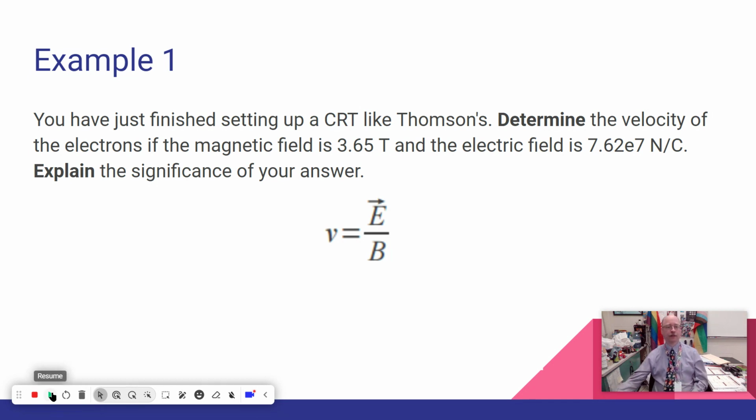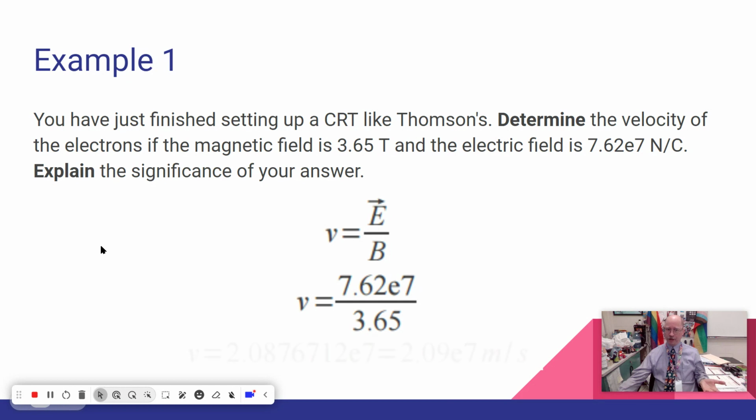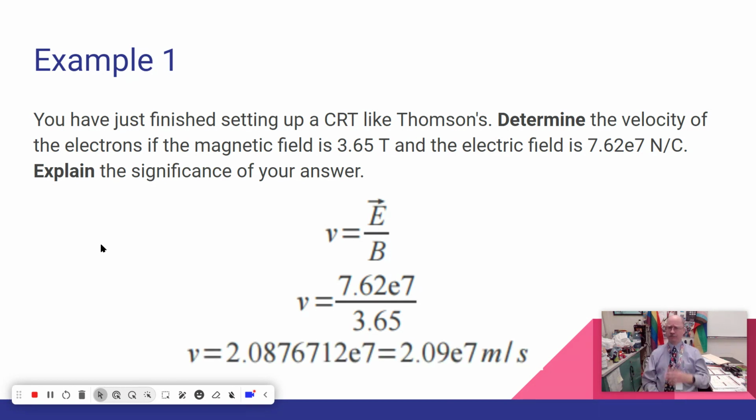So I'm going to take my formula and fill in stuff on the top and the bottom. All I need is the electric field and the magnetic field. That's it. I just stick those numbers right in and do the math on them. And I find out that in this particular setup, the only way to get those two forces exactly balanced is if the electrons, the negative charges, are moving at 2.09 times 10^7 meters per second. Great, I've got the velocity.